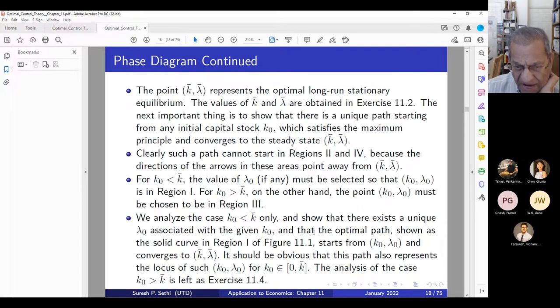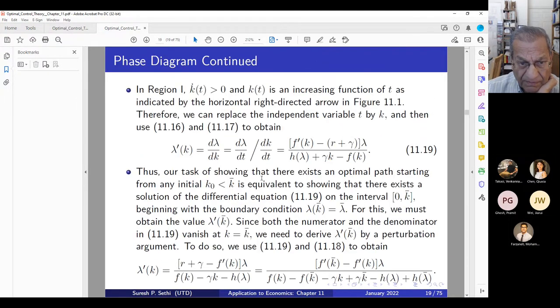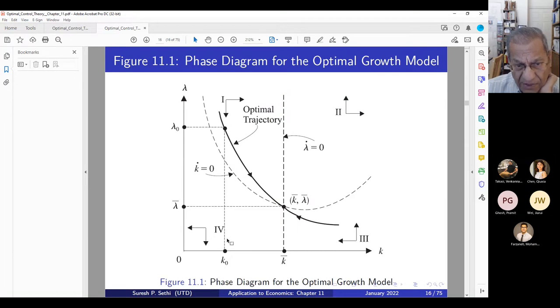K0 less than K bar, we have to show that it is optimum. The solid curve starts from K0 lambda 0 and converges to K bar lambda bar. This path represents a locus of K0 lambda 0 for any K0 below K bar. What do I mean by that? By that I mean the following. So I am K0 here. Locus means that suppose my K0 was here, and the same path will give me lambda 0 here. So it is the locus of K0, lambda 0, each of those pairs will get there.